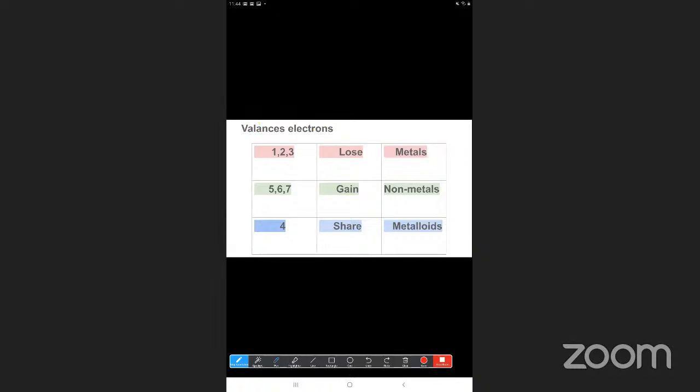Now here we have 5A, 6A, and 7A groups. These 5A, 6A, and 7A group elements gain electrons to get stability in the valency shell. 5A group elements take 3 electrons, 6A group elements take 2 electrons, and 7A group elements take 1 electron. These are non-metals.